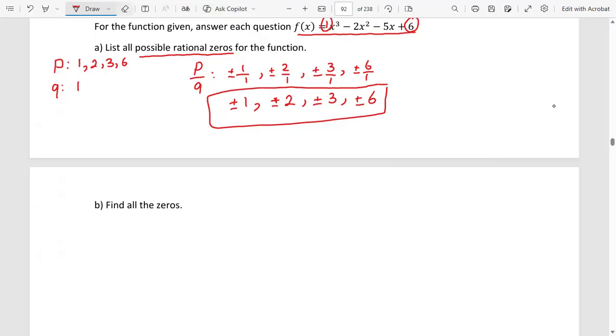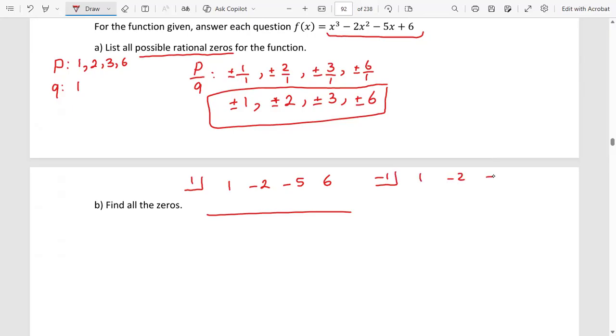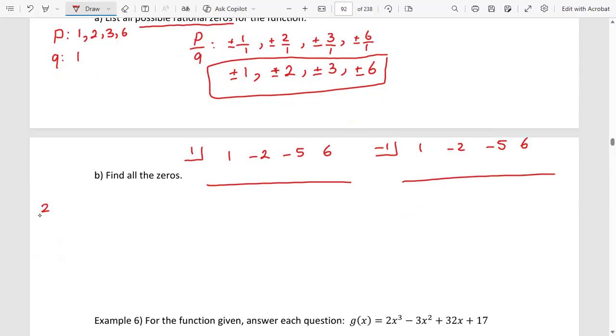So I need the coefficients of this polynomial for my synthetic division. And there is no missing term, so I put the coefficients 1, -2, -5, and 6. And I need to divide each time by one of those numbers on the list. I can divide it by 1, then I will divide it by -1, then by +2, then divide by -2.